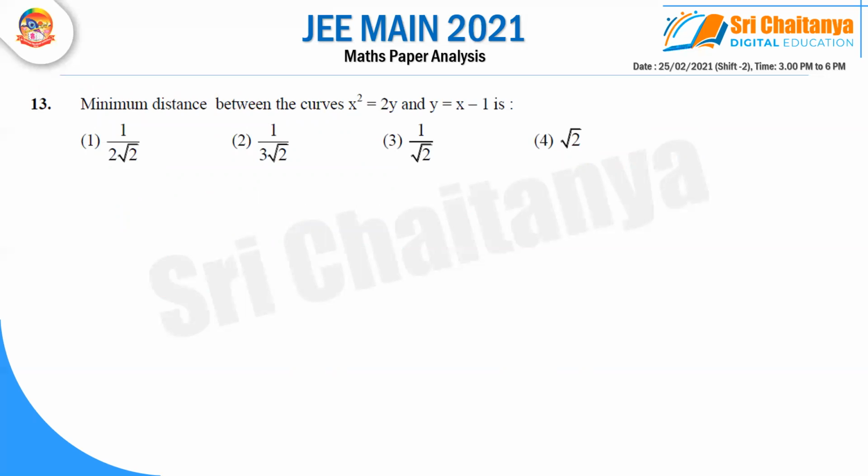Now they are asking the minimum distance between the curves x square equal to 2y and y equal to x minus 1. Okay. So x square equal to 2y, the curve will be something like this. And y equal to x minus 1.